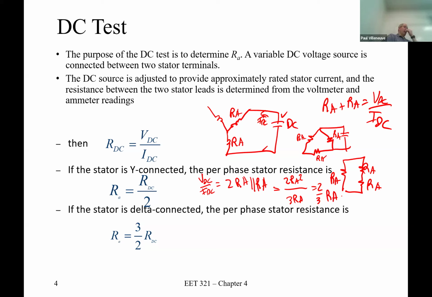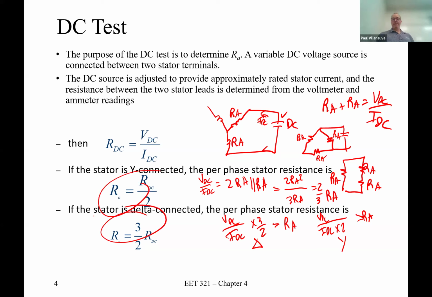So it depends on the application. If I have a delta connected generator, when I perform my DC test, then I have to take VDC over IDC, multiply that by 3/2, and I get RA. This is for delta. For Y, what I see is I've got VDC divided by IDC times 2. That's equal to RA. That's what those show here. Okay. Questions on that? Make sense? Don't make sense?